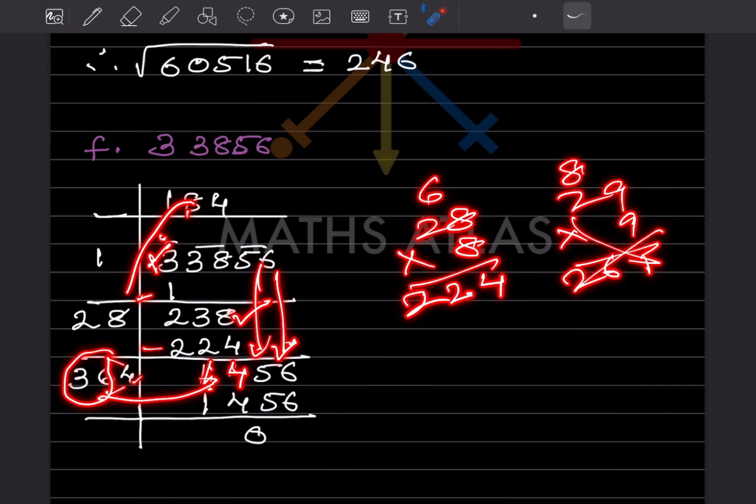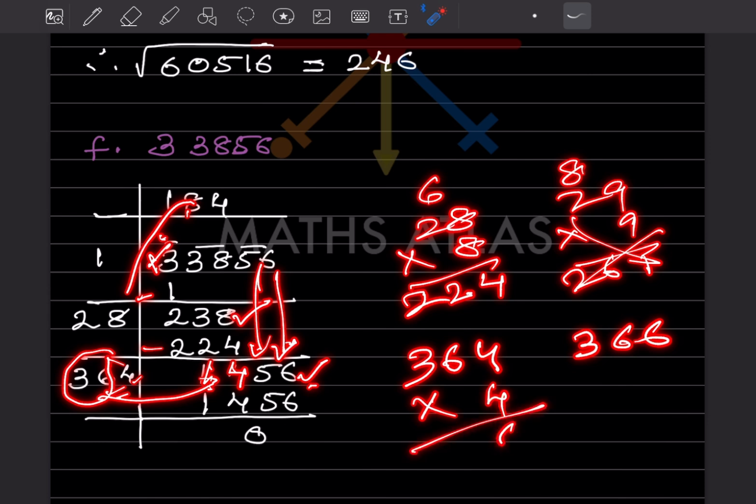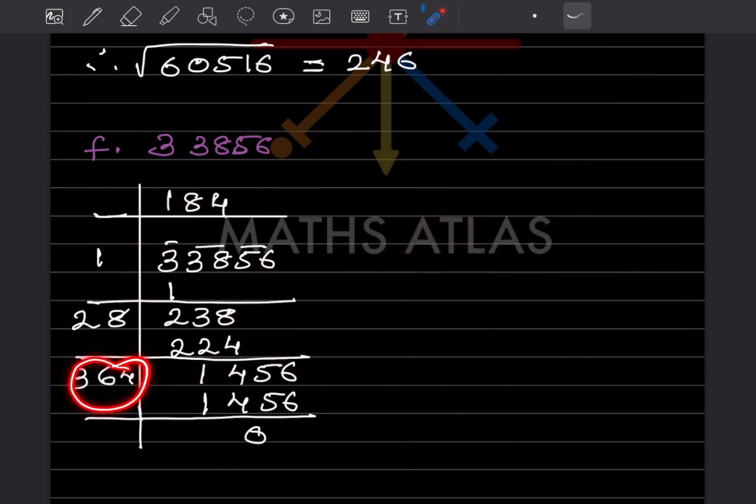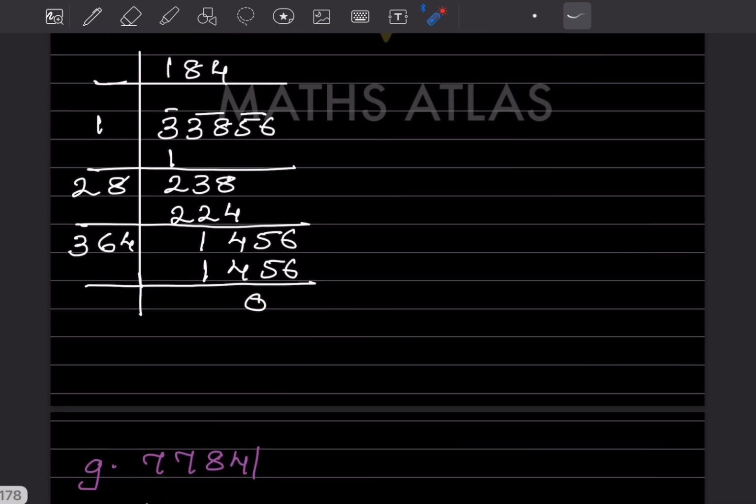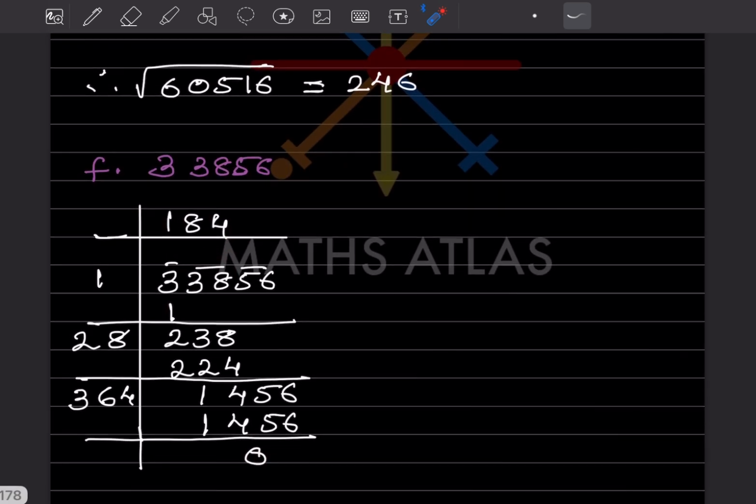So here will be now 6. So it should be 364, or where do you get 366? So now we are going to multiply and see. That is 1456. So here this is going to be into 4. So that will be 1456. So here the remainder is 0. That means 184. You will write here is equal to 184.